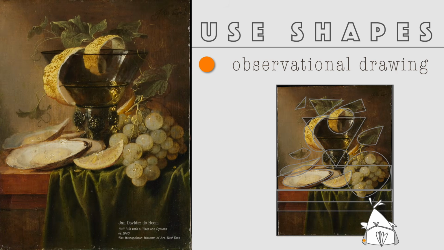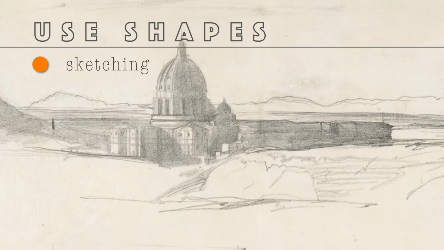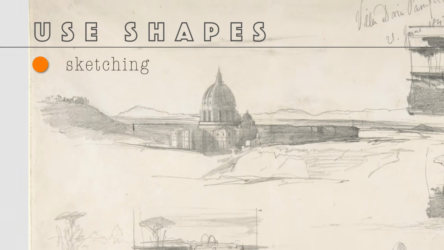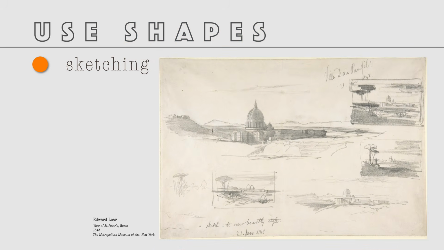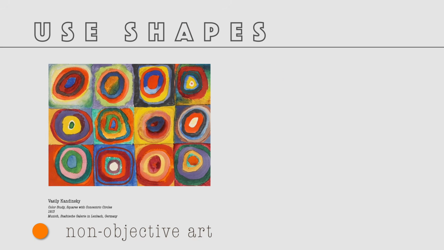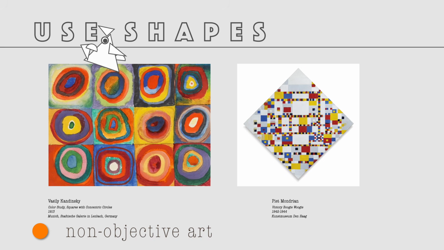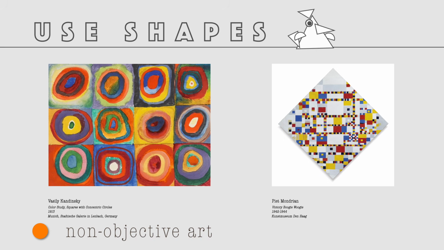Simple shapes help us plan and sketch our ideas as a concept, without going into too much detail, but keeping the main idea. Abstract or non-objective art is a great example of use of shapes and forms where they play the dominant role just by themselves.